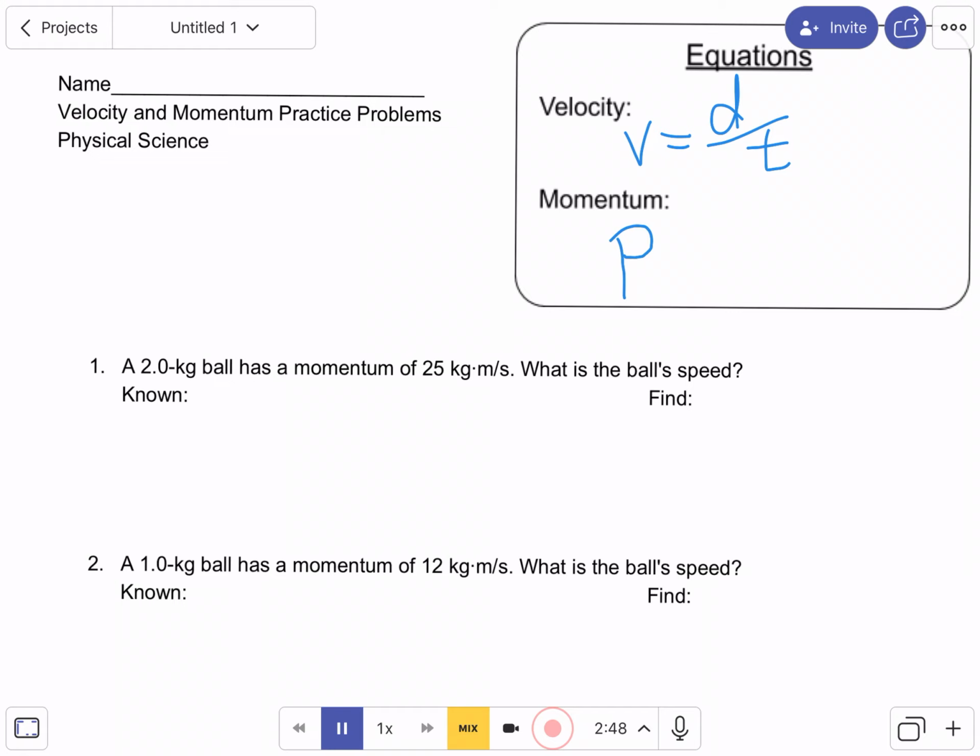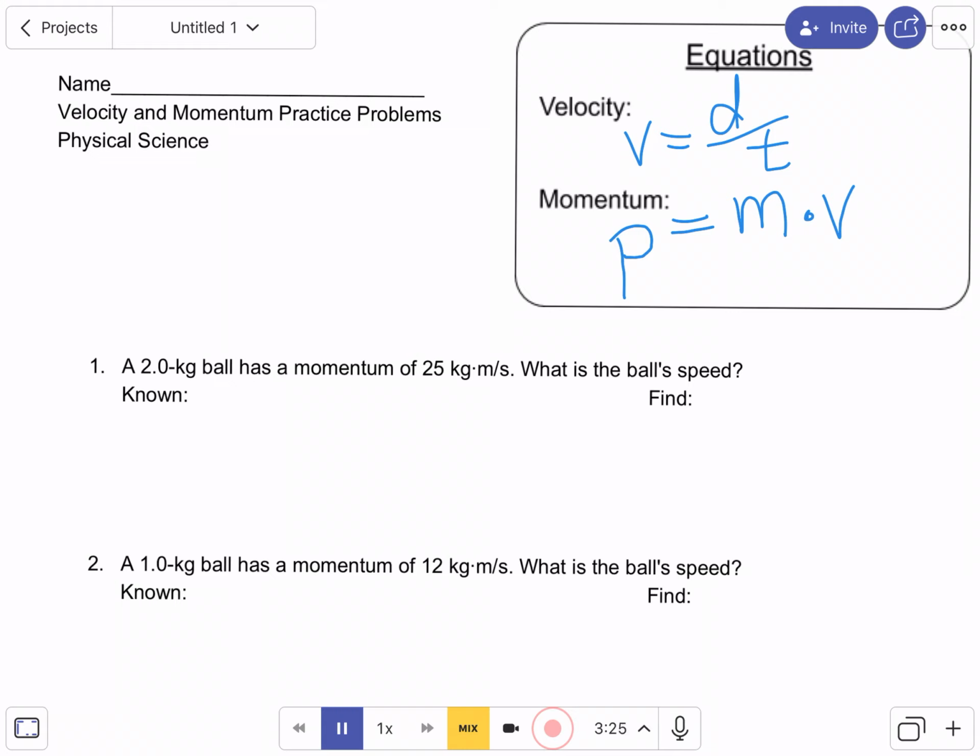So momentum, our lowercase p, is equal to our mass times velocity. So this is something that we saw in our lab, that as we increase our mass, our momentum went up, or when we increase the speed, the momentum of the object goes up. So luckily for us, as we do our calculations, it is in a 1-to-1 ratio. You don't have to do 2m times v. It's just literally a 1-to-1 ratio of your mass and your velocity.